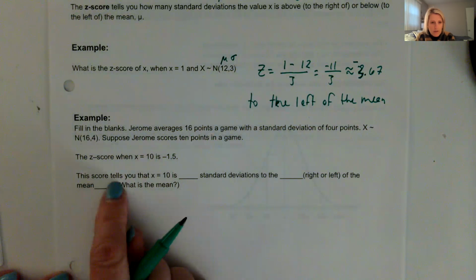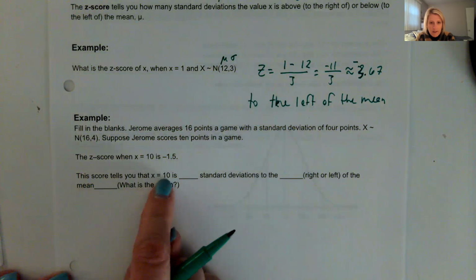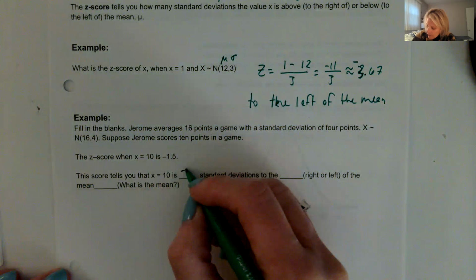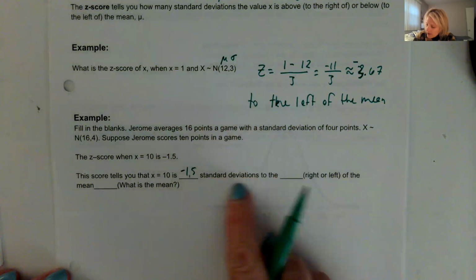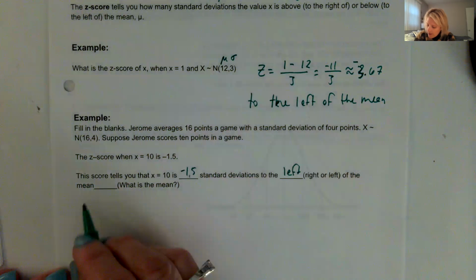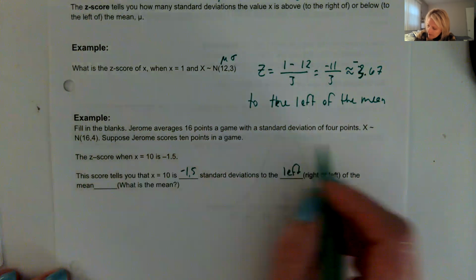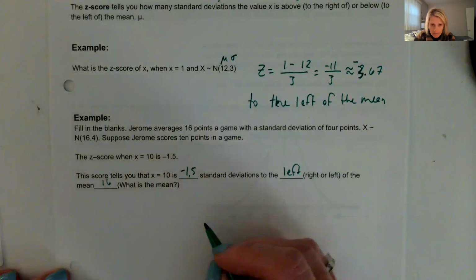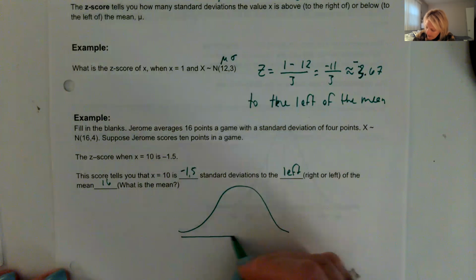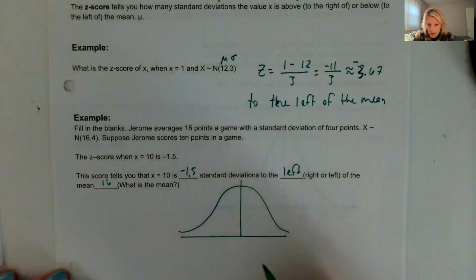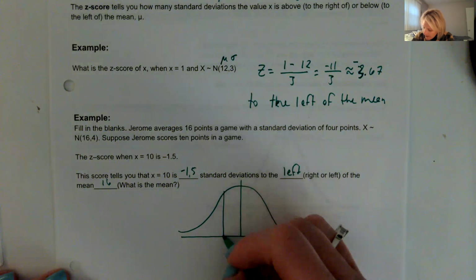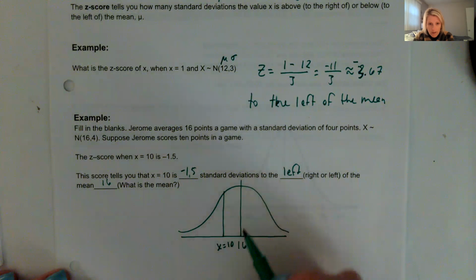It says that this score tells you that X equal to 10, he made 10 shots, is 1.5 or negative 1.5 standard deviations to the left of the mean, which is 16. So we would visualize it like this on the curve that we learned about. If the mean is here, then his 10, X equal to 10, is over here to the left.